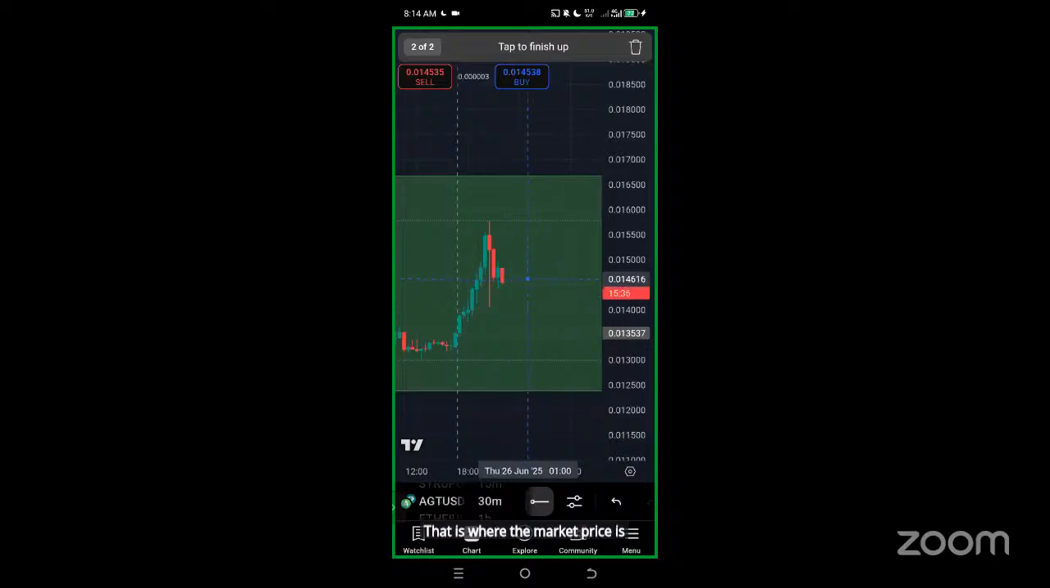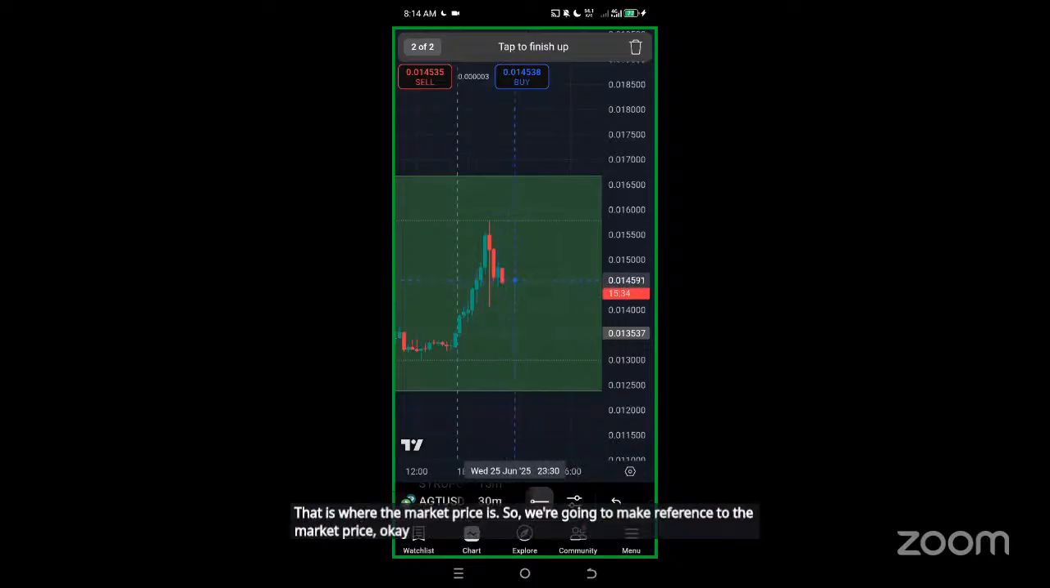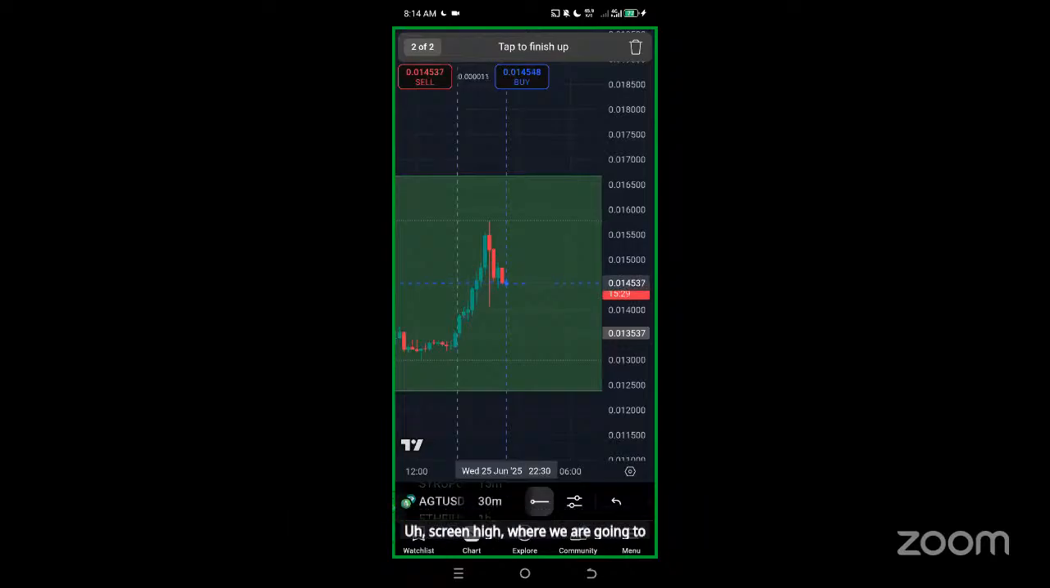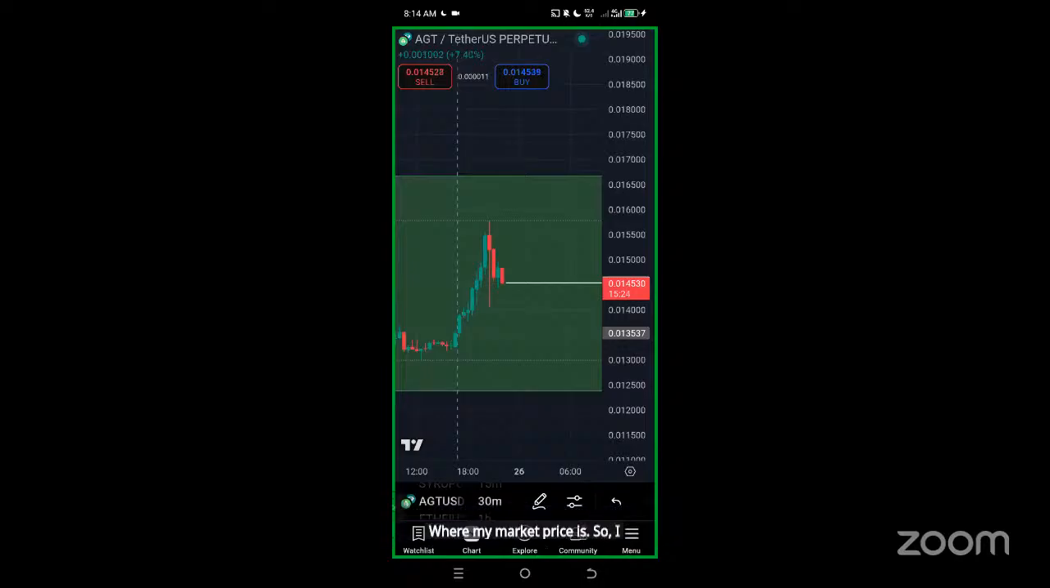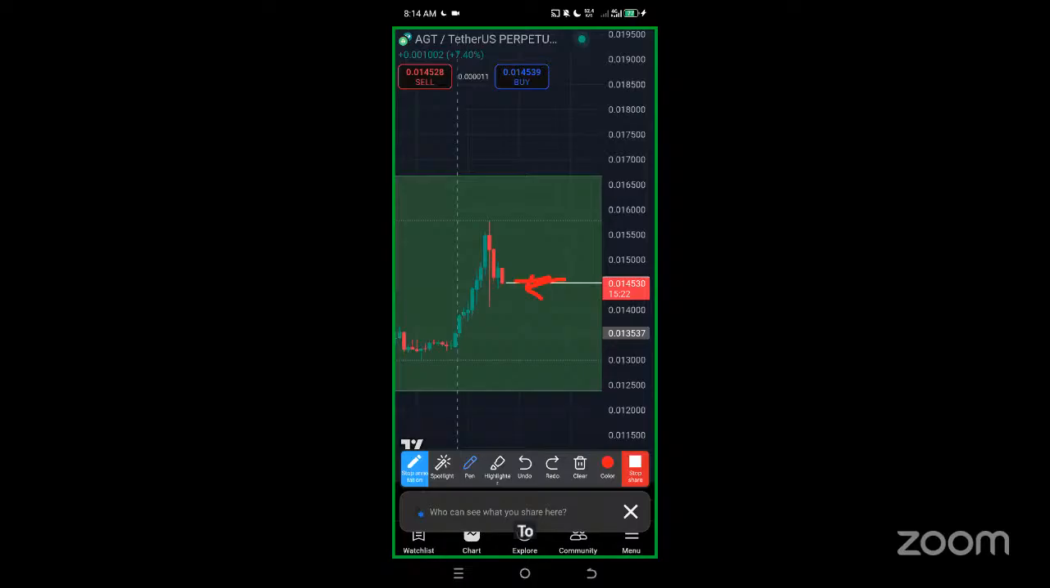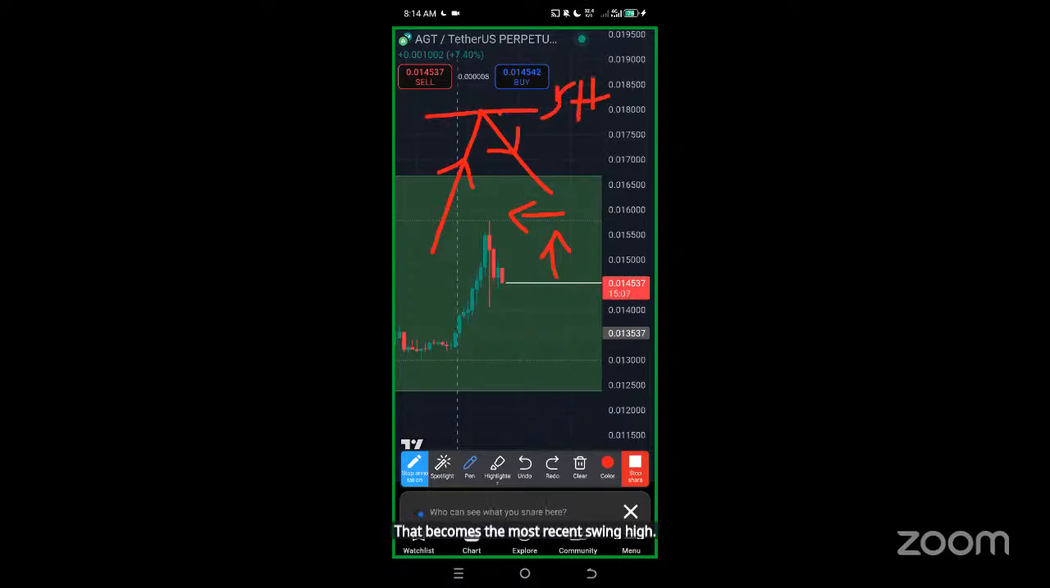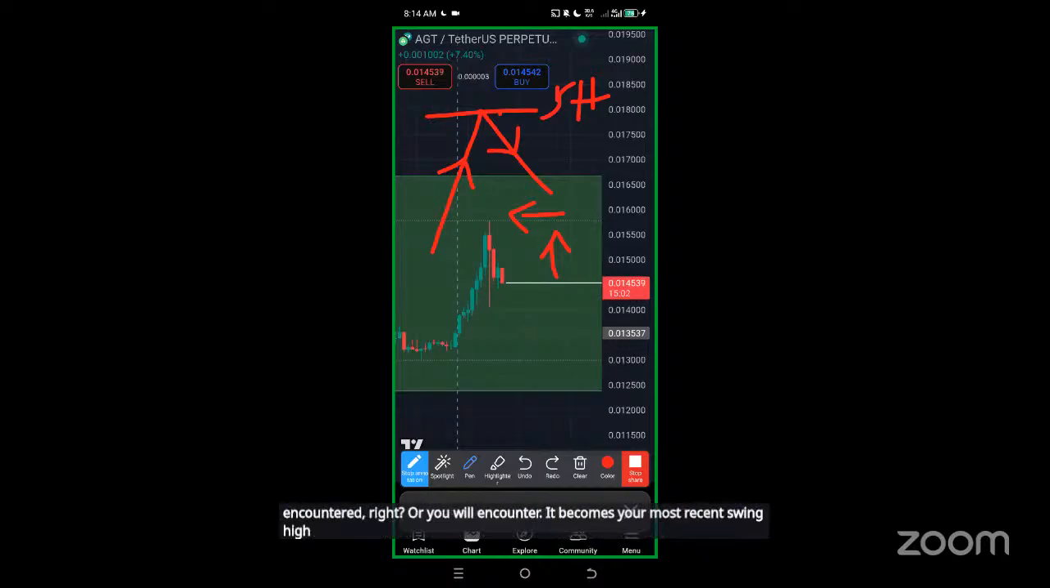So we're going to make reference to the market price to identify our first swing high, where we're going to draw our first resistance. So I'm going to base on that to locate my first swing high by simply going up and then tracking back. The first point of a reversal in the course of a previous movement of this nature becomes the most recent swing high. So it is where you're going to draw your first resistance.